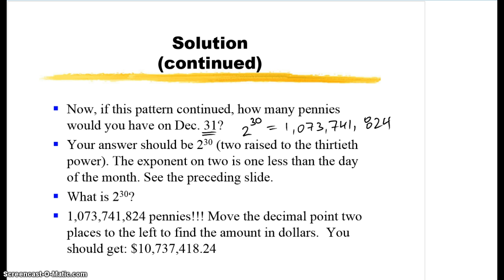1,073,741,824 pennies. Now, we want to know what this amount is in dollars, so we move the decimal point 2 places to the left, and we find that, are you ready? You should get $10,737,418.24. Not bad for starting out with 1 penny.